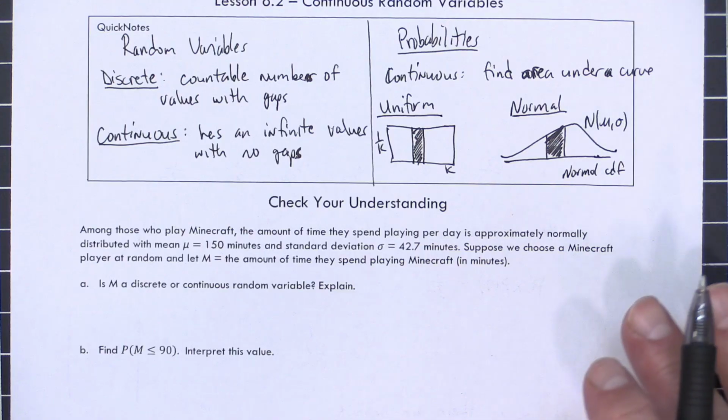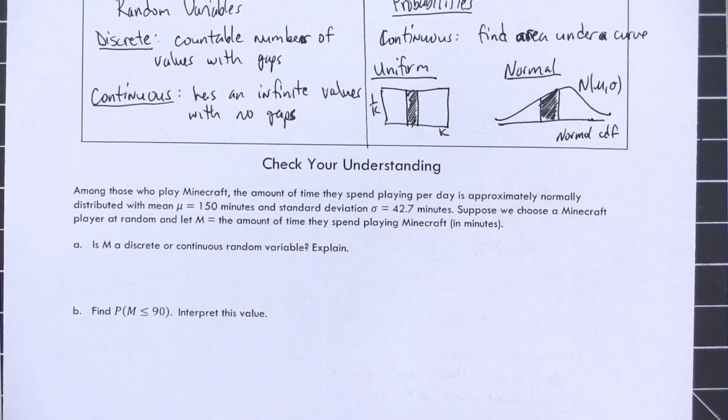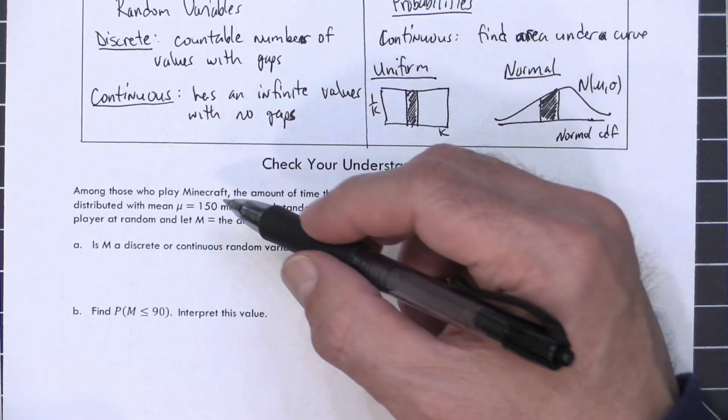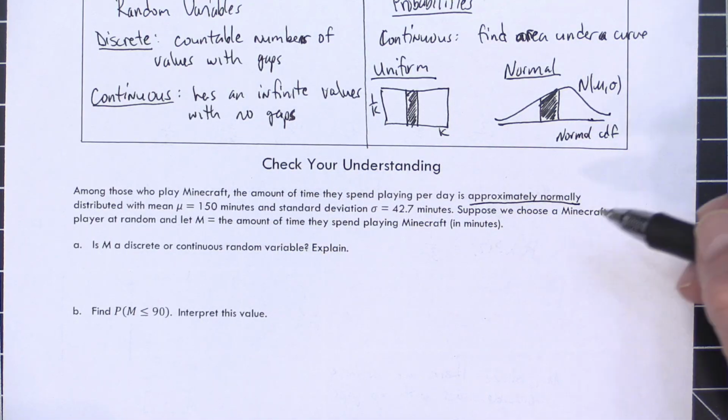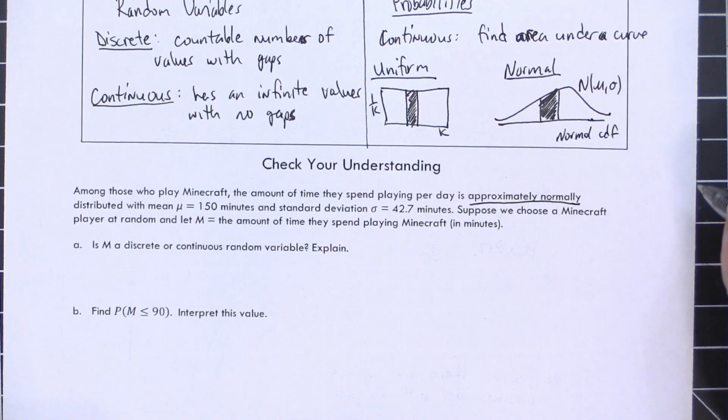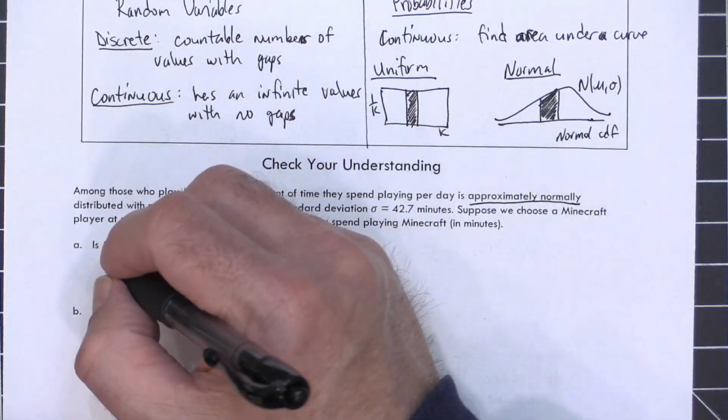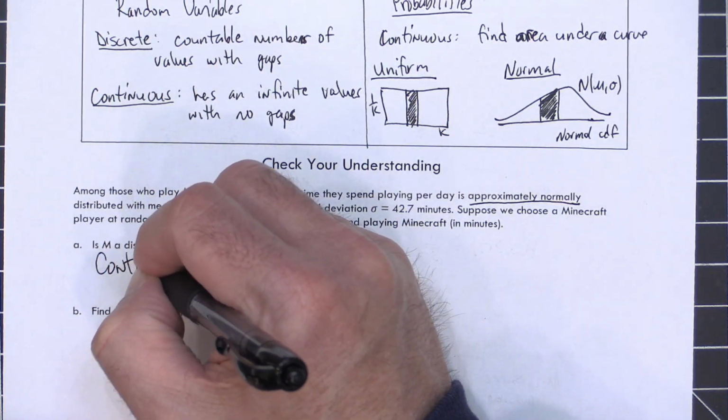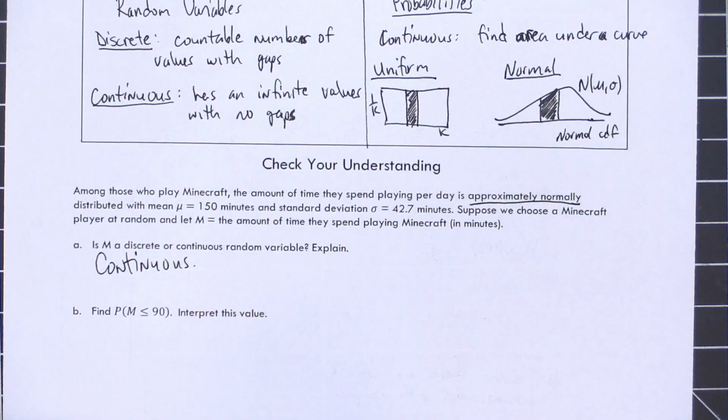So let's see if we can figure this out here on this check for understanding. Those who play Minecraft, the amount of time they spend playing per day is approximately normal. Now there's your key right there. That means I'm going to need a normal curve, right? With a mean of 150 minutes, standard deviation is 42.7. Suppose we choose a random player to figure out the time that they're playing. Now, is it discrete or continuous? Well, as soon as we say normal curve, we have to say this is continuous.